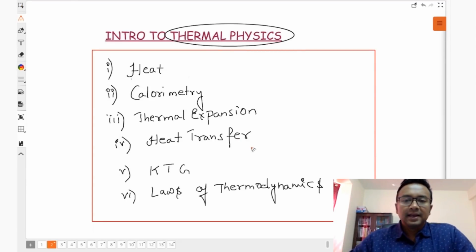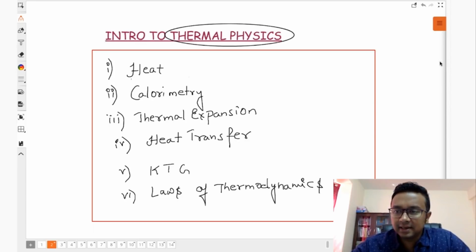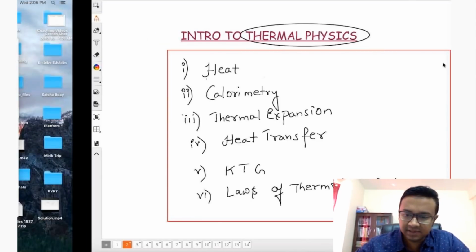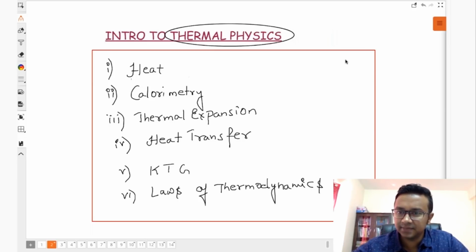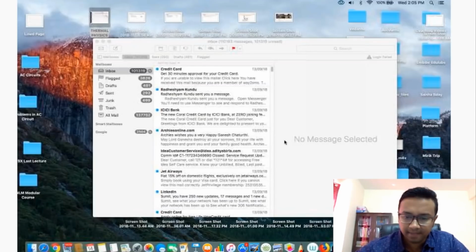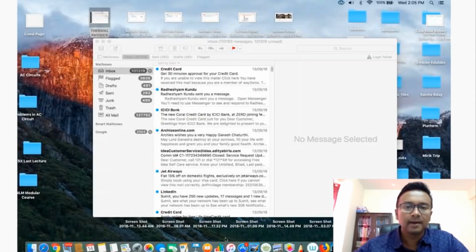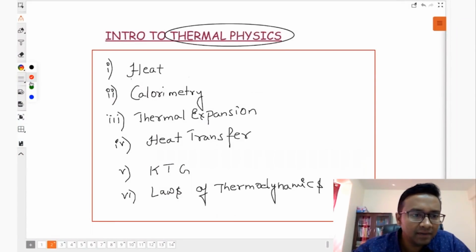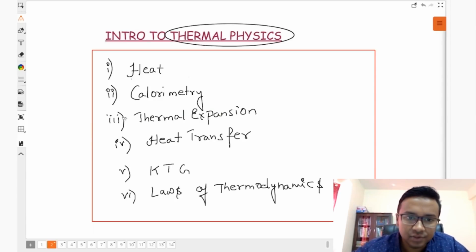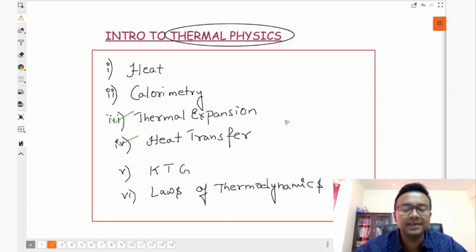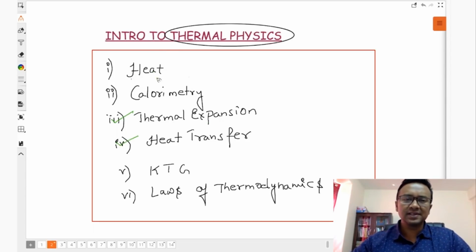Among these, the part that we are going to cover in today's session is thermal physics and a bit of heat transfer. These are very basics. Heat and calorimetry are very basic, so I have looked at a few examples of applications of thermal physics from there.